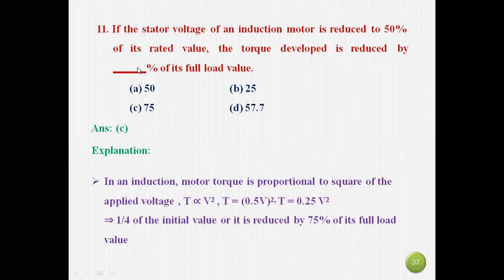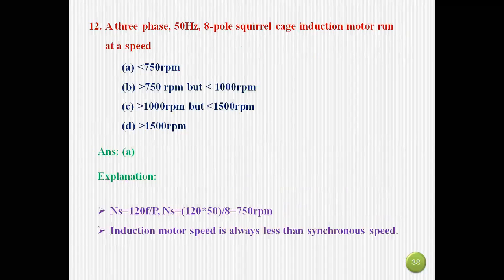But here you will write that torque developed will be reduced by 75% of its full load value. Of its full load. That's why we are writing 75 here instead of 25, because the value we get is 0.25 V square. So we can take that as 1/4. So you can take that the value will get reduced by 75% of its load value. Now we will see this numerical and then we will conclude our session.